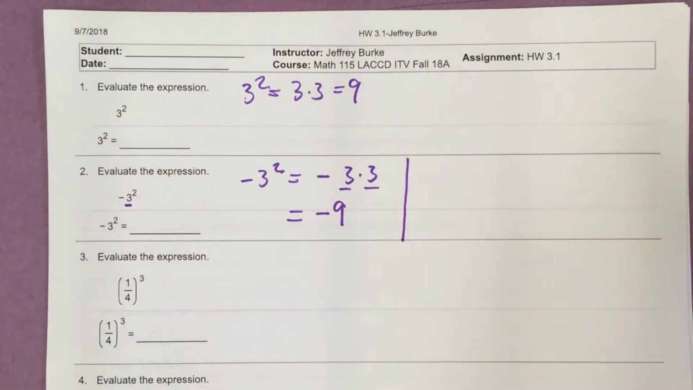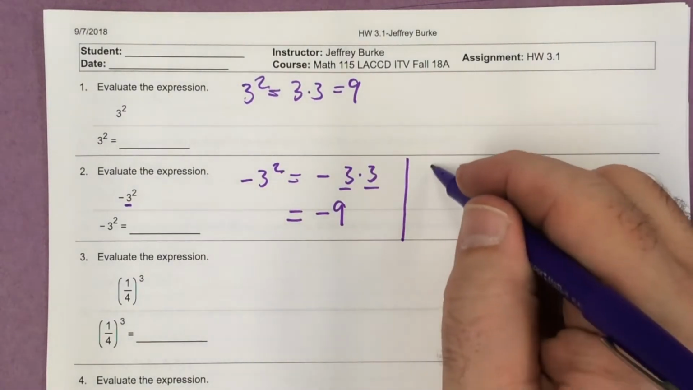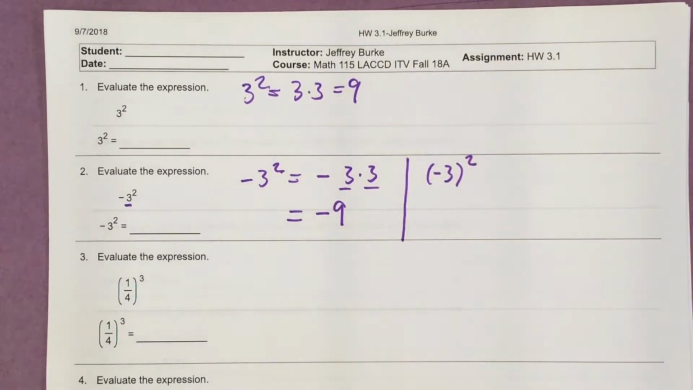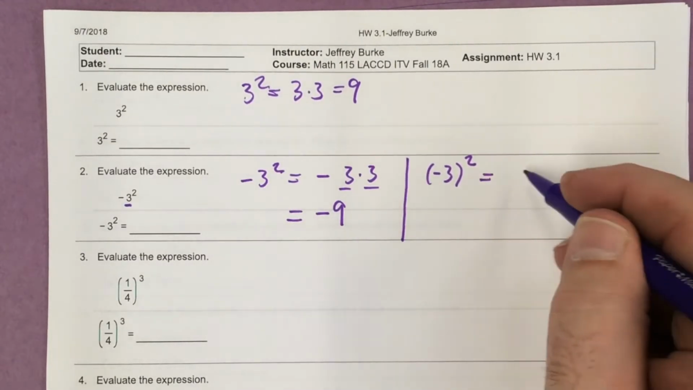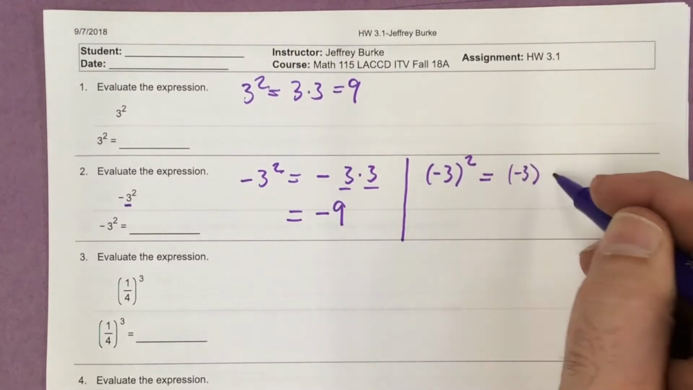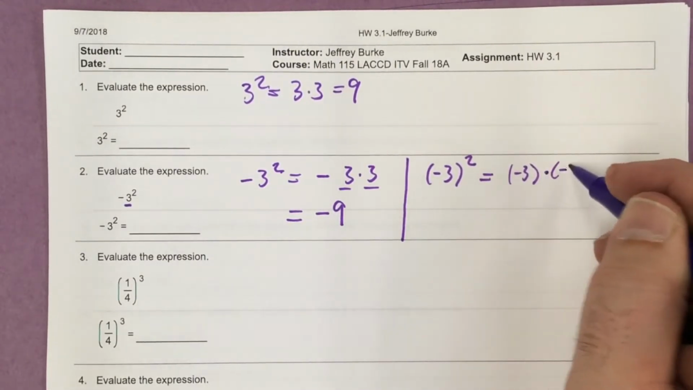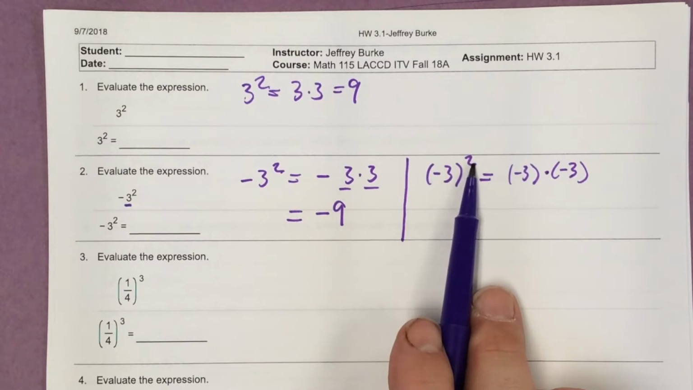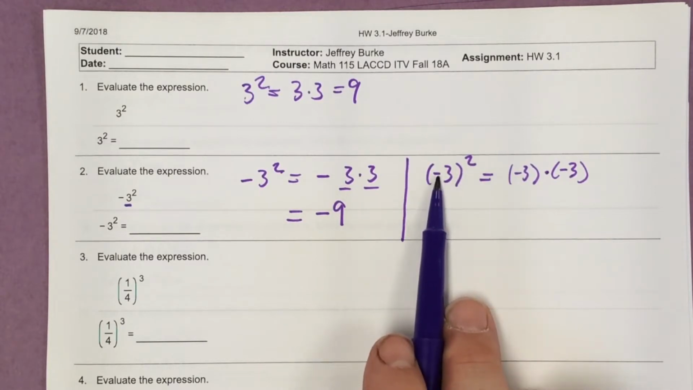If we wanted a result that yielded positive 9, we would need to add one thing to the question here. And that is, we would need to take the quantity of negative 3 and put that in parentheses. And this would yield the work negative 3 times negative 3. So with the inclusion of the parentheses, we not only have the 3 raised to the second, we also have the negative raised to the second.